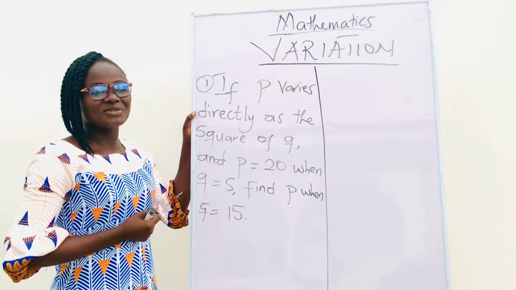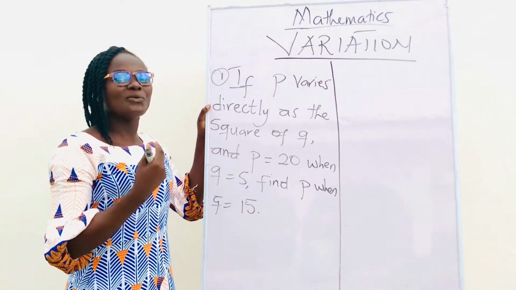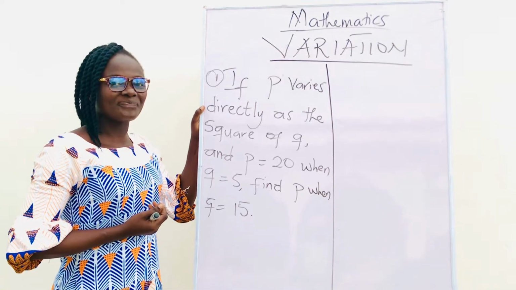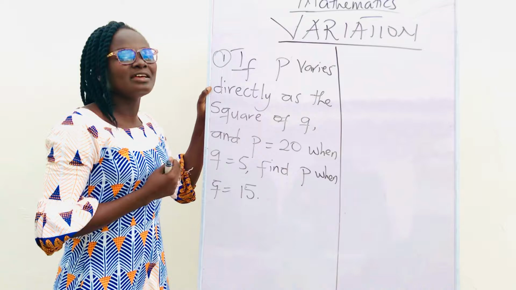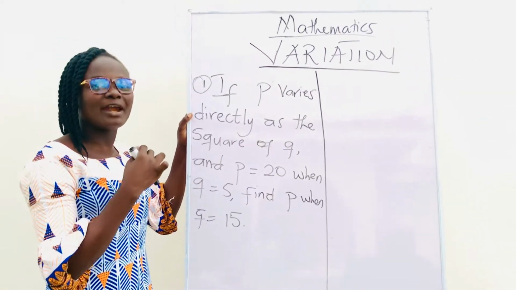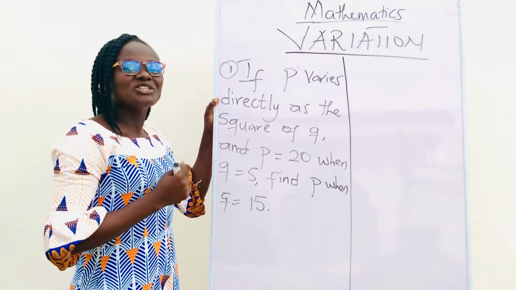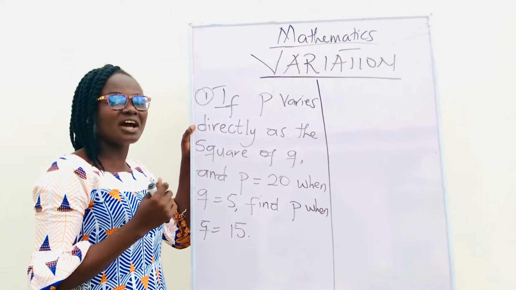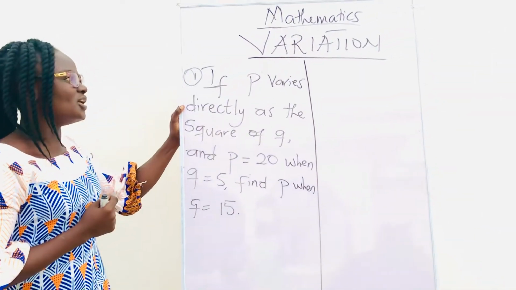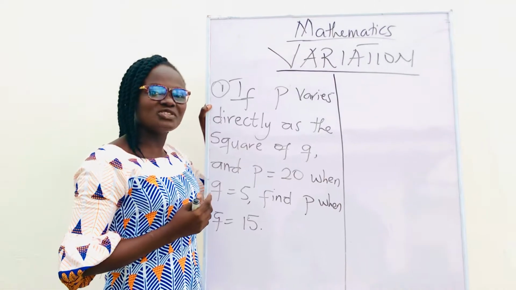Variation. So we'll be treating the types of variation one after the other. We have so many types of variation, and basically you have to know about the direct variation, indirect variation, joint variation, disjoint variation, and partial variation. So we will treat direct variation for today.